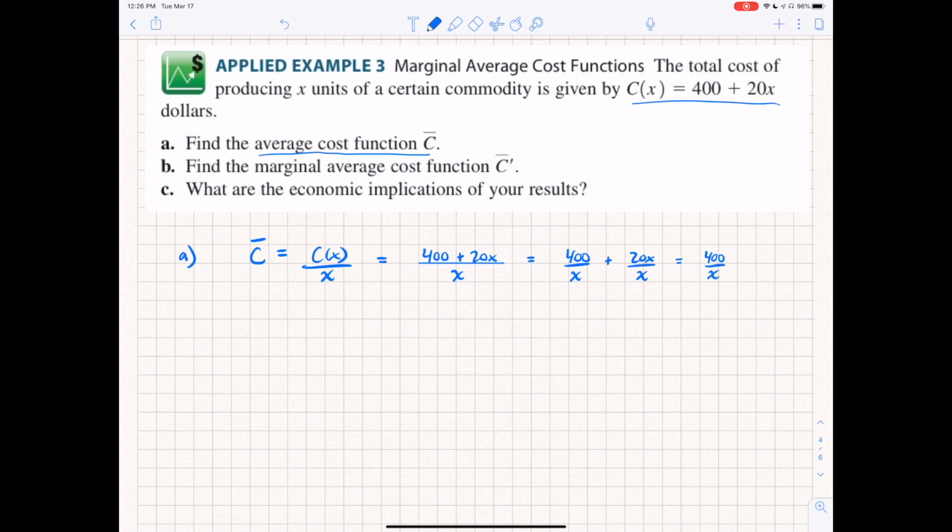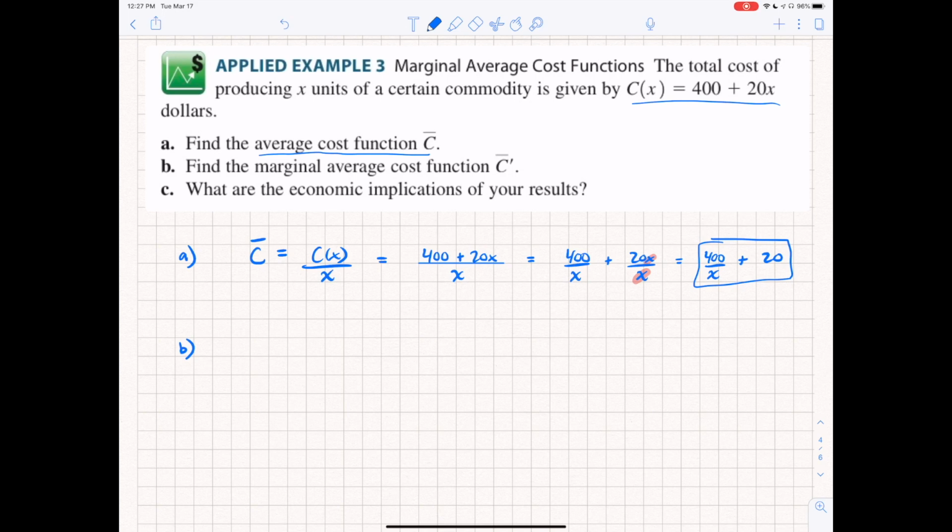So I get 400 over X, there's nothing I can do there. But in the second term, I can actually get rid of these X's right here, and so I'm going to cancel those out. And so this is my average cost function. Now that's great and all. So let's move on into B, and then we'll compare and take a look at what we got.